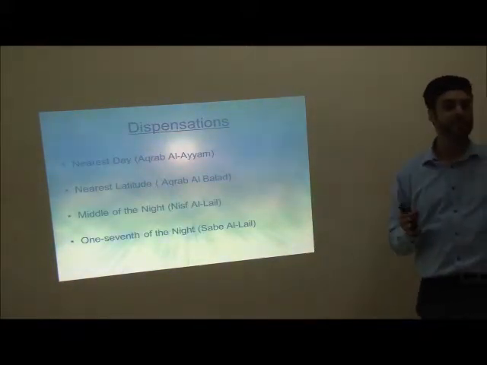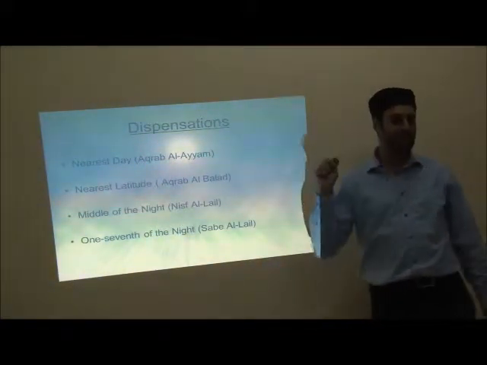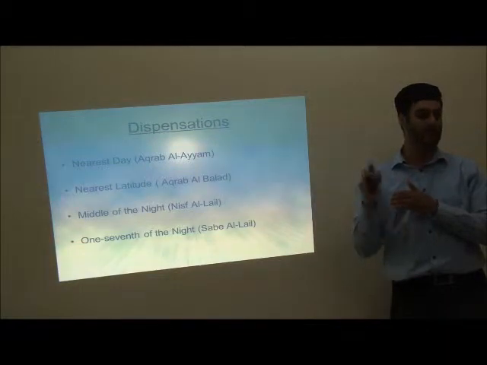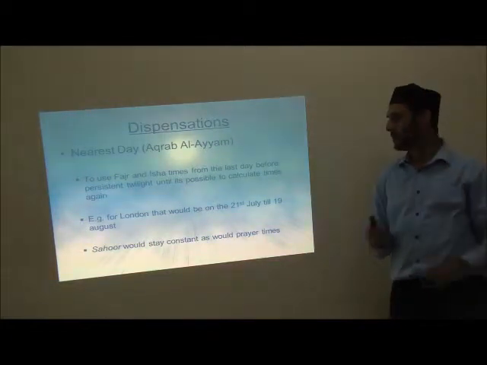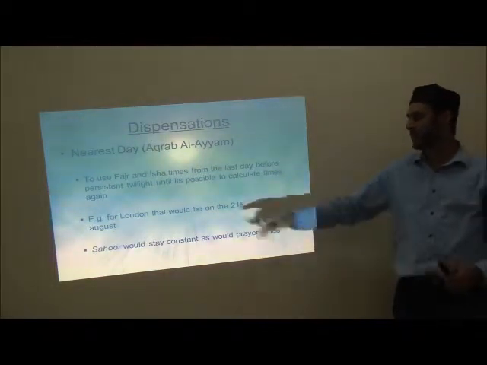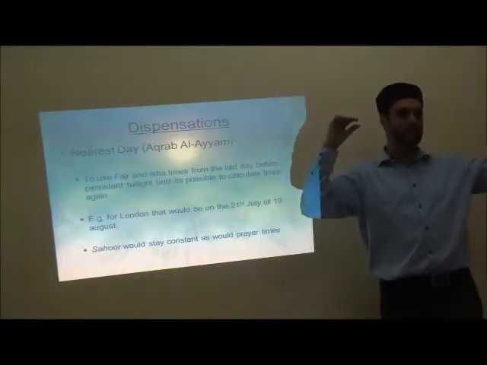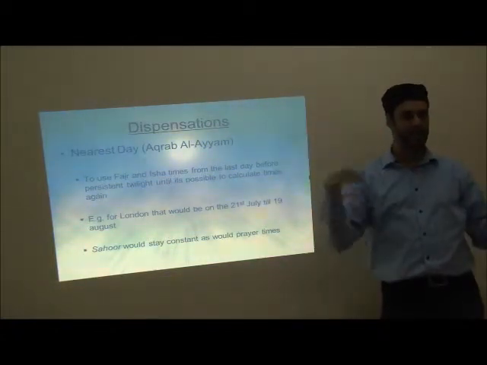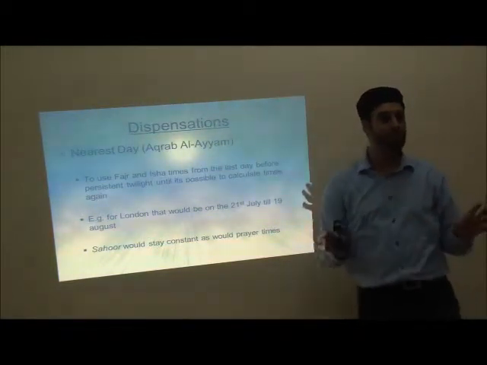Now there's 4 dispensations given by the ulama: Aqrabul Ayyam, Aqrabul Balad, Nisful Layl, and 1/7 of the night. Any of these options are valid for our areas during those months. And even outside of those months, when your Isha time gets very late, you can implement these. But it's important to implement them as a collective community. So the nearest day is to use Fajr and Isha times from the last day before persistent twilight. For London that would be on the 21st of July to 19th of August. This is the last day you can measure Fajr and Isha. So what you do is you set this day for the next 2 months. Every day your Sahur will be the same time, your Fajr will be the same time, your Isha will be the same time, your Maghrib will be the same time. There will be no change.